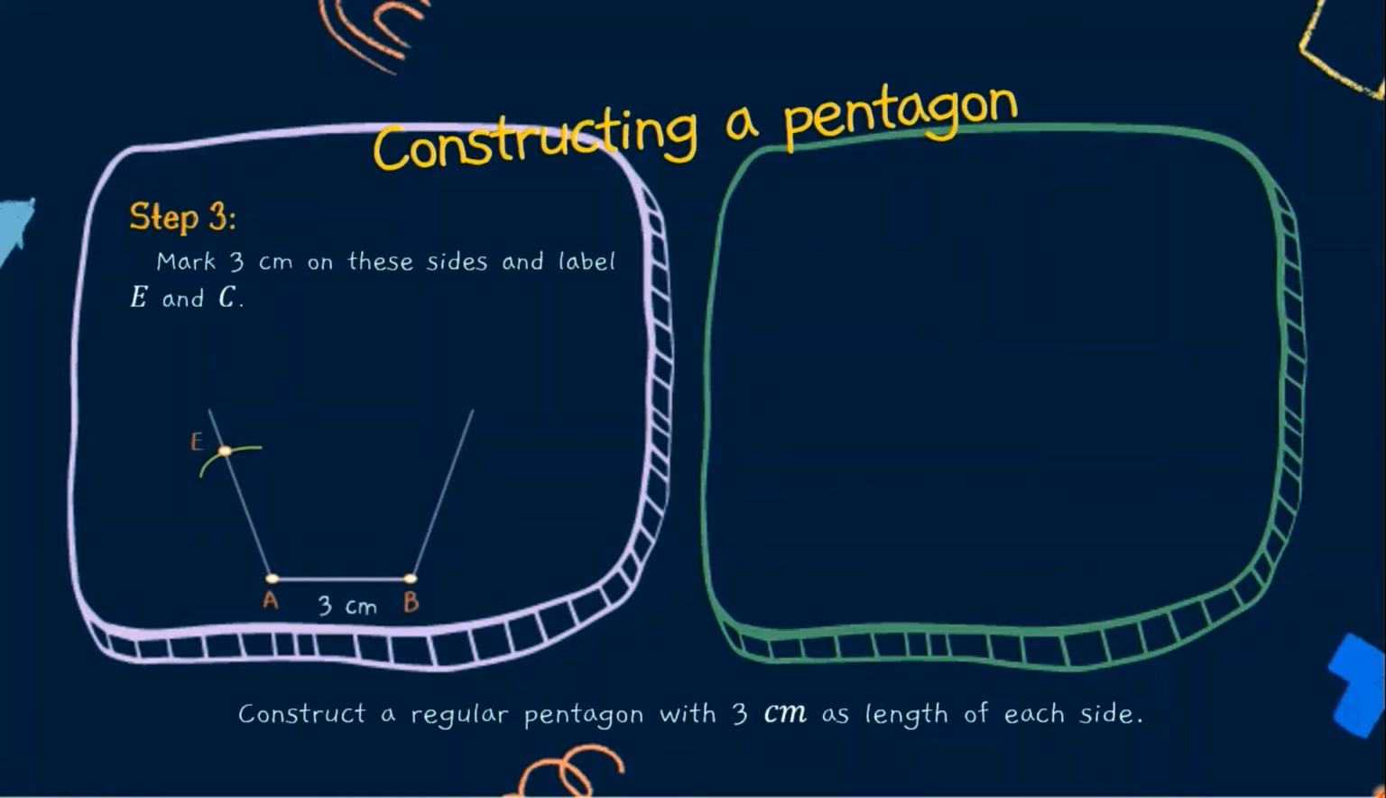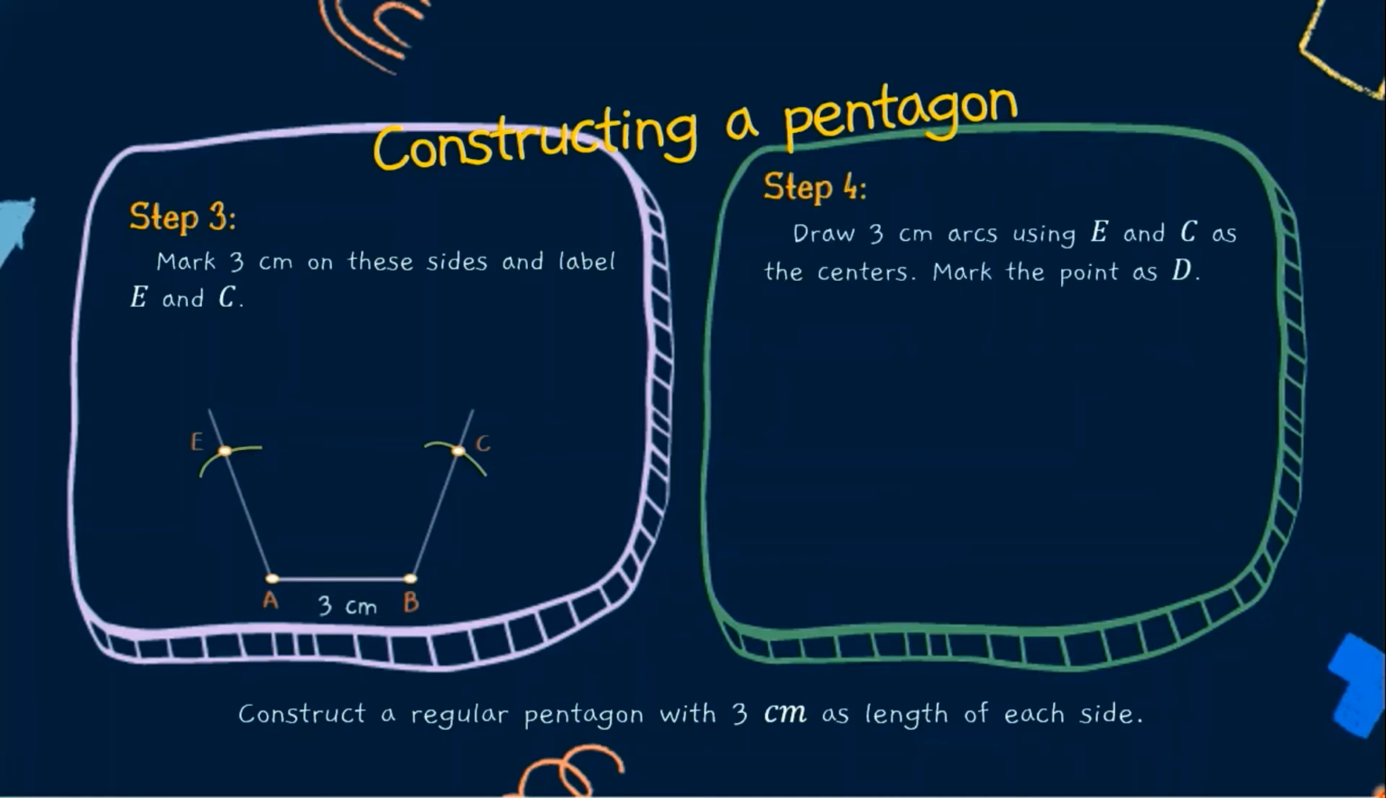Gawin din natin ito sa kabilang side. Use the same measurement. Yung width dapat ay 3 cm. Yung pointy tip nasa B. Then draw an arc. Yung ating point of intersection ay point C. For step 4, draw 3 cm arcs using E and C as the centers and mark the point as D.